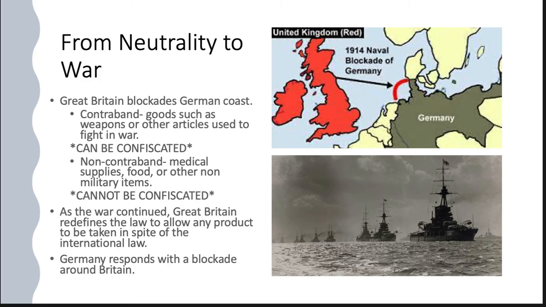Now, these are real breaches of international law, and to be taking neutral merchant ships. And in response to this, the blockade strategy is going to be effective, and we're going to see this confiscating back and forth between them kind of push the United States away from this neutrality idea. As the war continued, Great Britain's going to redefine the law to be whatever they wanted to make sure that their enemy doesn't get what they need.